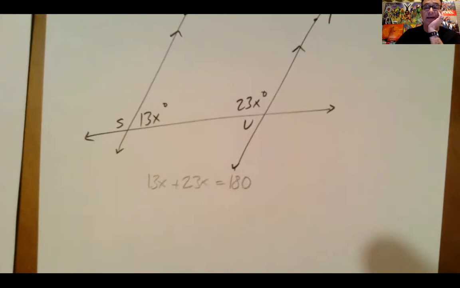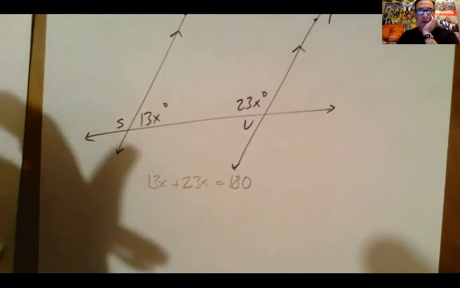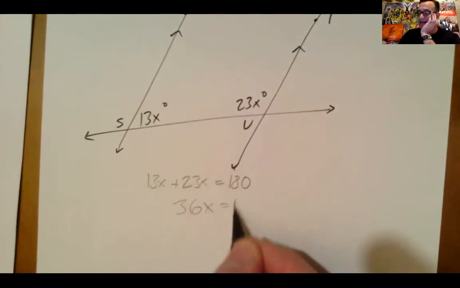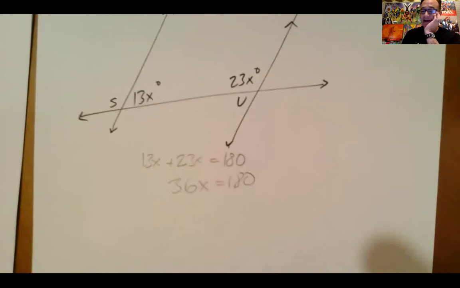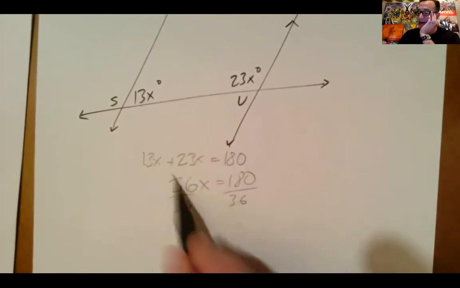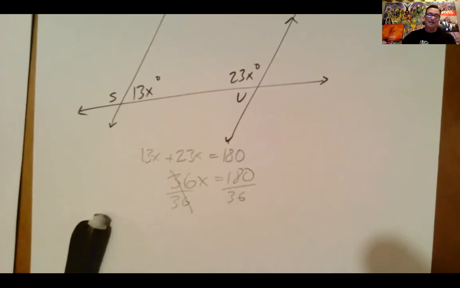because they're supplementary angles. Now, this shouldn't be terrible for me to go through and do, but it is a way for us to do this. So 13 plus 23 is 36x is equal to 180. If I then take that and divide by 36, I'm going to get whatever the heck 180 divided by 36 is. This is something that I should have worked out beforehand, but of course I did not.